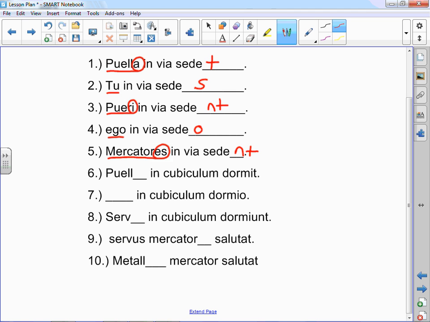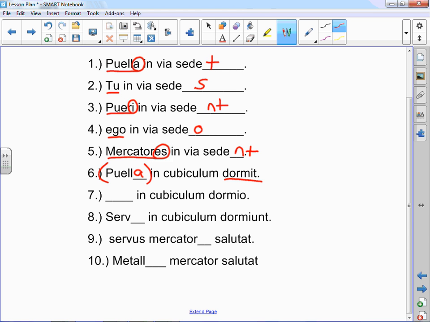Number 6, this time I have the verb completed. I do not, however, have the noun completed. I need to determine whether or not it is a nominative noun or an accusative noun, because it could be either one. So I'm going to read through the sentence. Puell-, not completed, in cubiculum dormit. So I'm either going to use puella, which I'm going to use: the girl sleeps in the bedroom. Because if I use puellam, the accusative, it would not make sense.